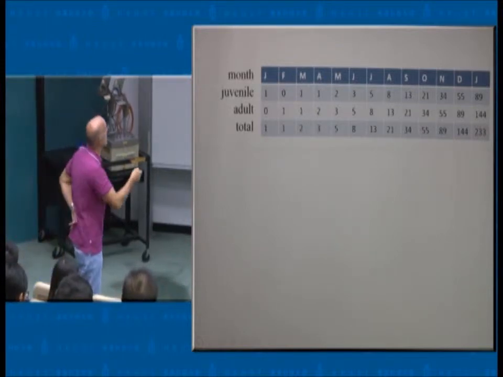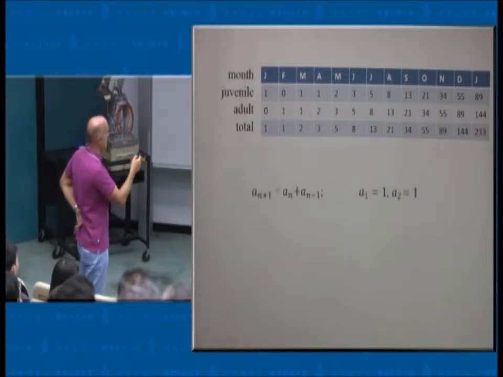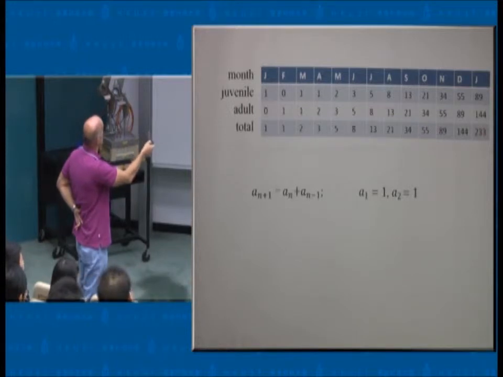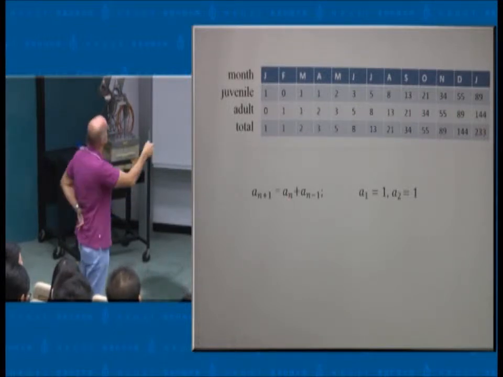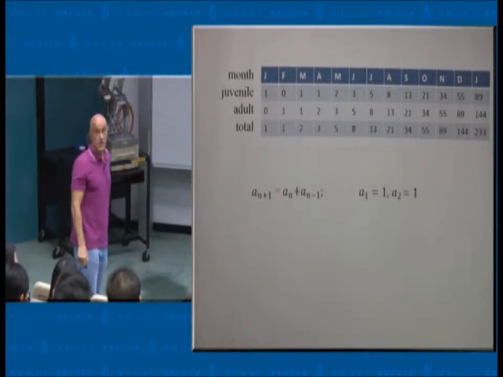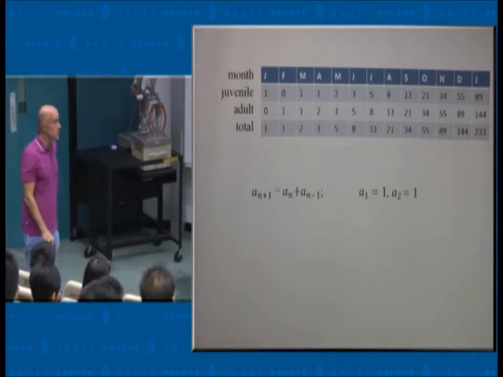Okay? We can write down the mathematics. So if these are the A numbers, starting with A1, A2, A3, A4, then A(n+1) comes from A(n) plus A(n-1), right? A5 comes from A4 plus A3. So that's the mathematical expression of the Fibonacci sequence.